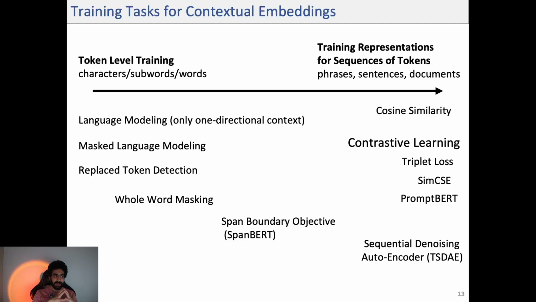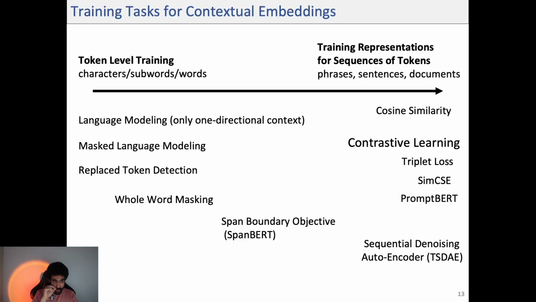Other related tasks include replaced token detection, where the model checks if a word has been swapped out, and whole word masking, which ensures entire words are masked instead of just subwords. And there's also SpanBERT, for example, which goes a step further and masks spans or chunks of text, then tries to predict the boundaries, which brings us to sequence level training too.